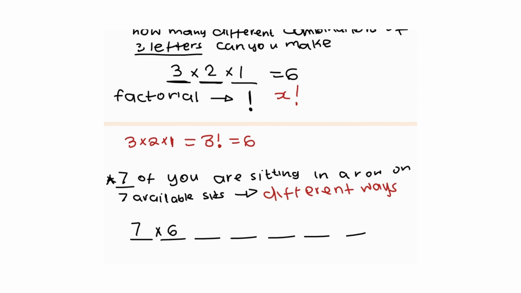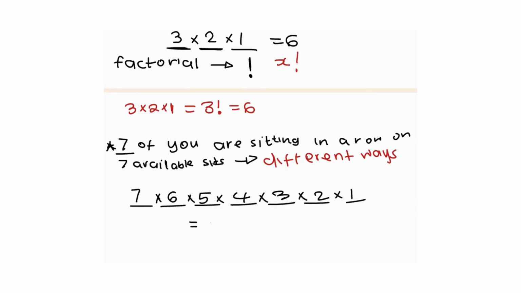Then 2 positions have been occupied. 2 people are out. I'm left with 5. I'm going to write 5 there, 4 there, 3 there, 2 and 1. So as you move, you have 1 friend less. Every time you choose a friend, we eliminate them and deal with what we are left with. That can also be written as 7 factorial, and that should equal 5040, if I'm not mistaken.